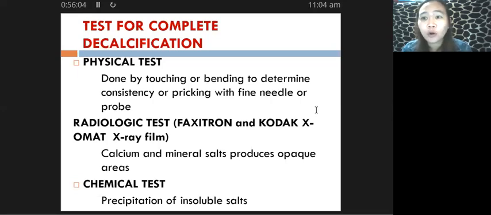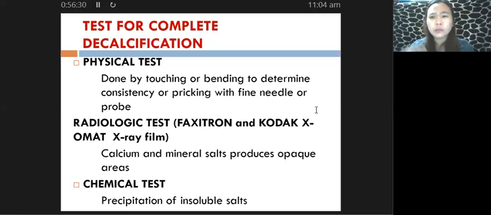Prolonged contact of your tissue sample with your acid decalcifying solution will become more detrimental to your tissue sample itself and to the staining of your decalcified tissue sample. So that's why it's very important for us to determine if complete decalcification is already achieved.